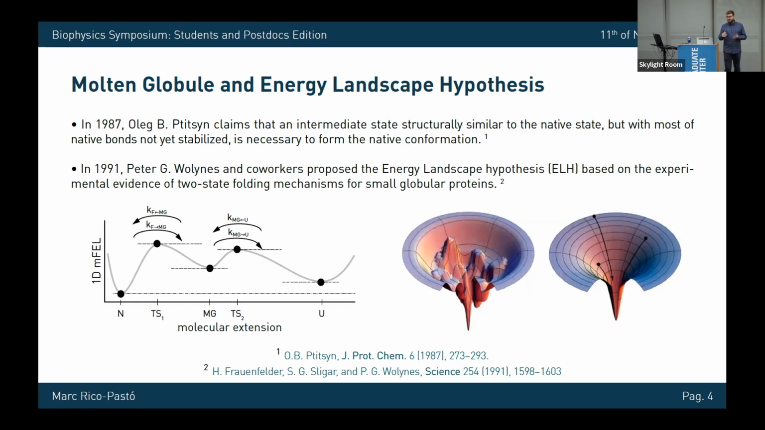The energy landscape hypothesis was claimed by Peter Wolynes and co-workers based on the experimental evidence that small globular proteins can fold in a two-state manner. In this hypothesis, the energy landscape that governs protein folding is a free energy landscape with a funnel shape. I will test this hypothesis using a two-state small globular protein named barnase, but I will also check if this energy landscape hypothesis explains how DNA hairpins form the double helix plus loop structure.